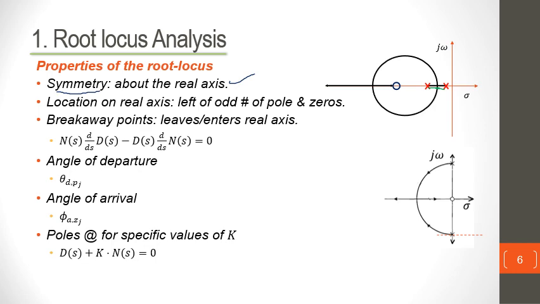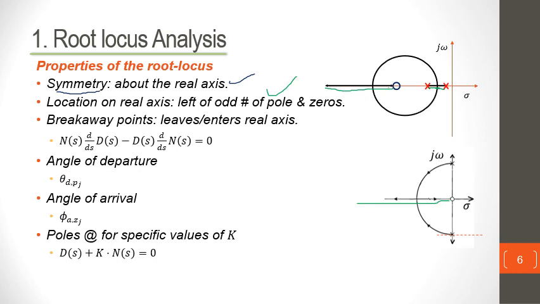Here you have two poles. On the left of two poles, because this is even, you won't have a root locus. This side, on the left of three poles and zeros, you will have a root locus. The same thing applies here. You have 1, 2, 3 poles and zeros, which means the root locus will be there for the whole of this real axis. So one important rule: the root locus is always on the left of an odd number of poles and zeros.